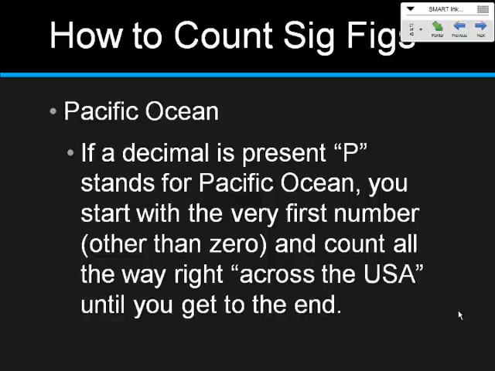So that lets you know that you need to start counting your numbers on the left side of the number that you're given. And once you start counting, you never stop until you get to the other side of the number, or the other side of the USA. Now, the one rule you need to remember though is you start with the first non-zero number. So you never start counting with a zero. You start with the first non-zero number, but once you begin counting, you never stop counting.